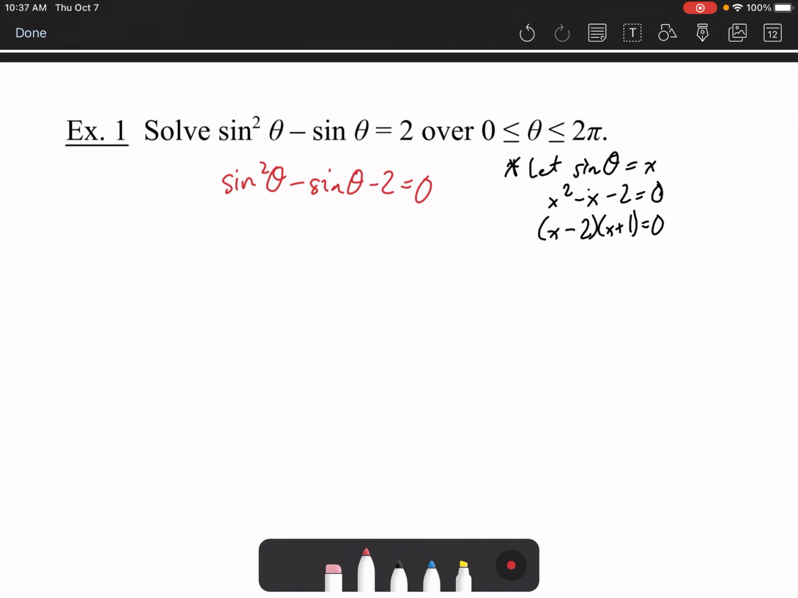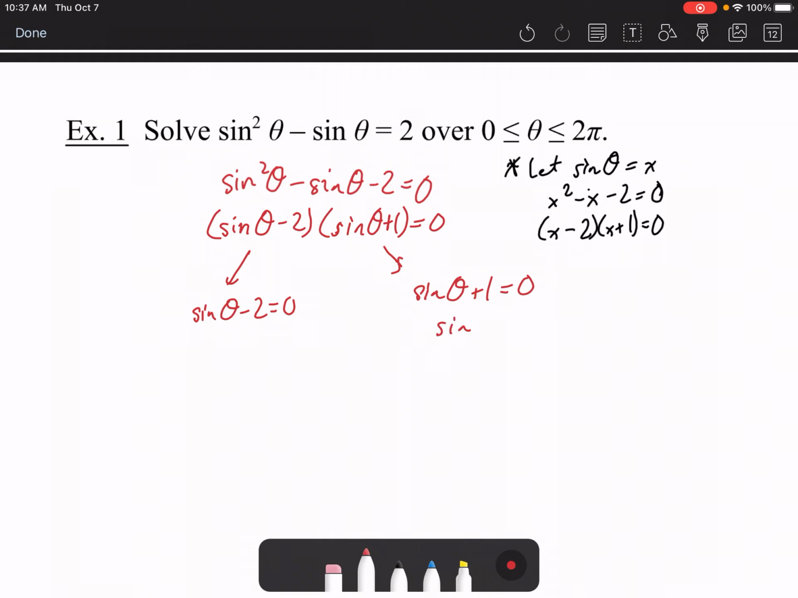Then you just change this into something similar: sine theta minus 2 and sine theta plus 1. Then you solve each one separately. So here again, sine theta equals negative 1. We just figured that out in our last slide. That's the value of 3 pi over 2. Again, these values aren't always going to be exact radian measures in terms of pi. You can always find their approximations using decimals as well.